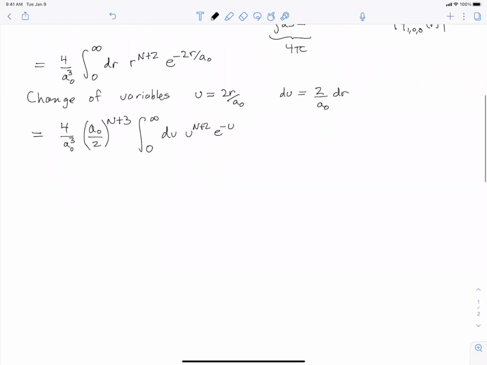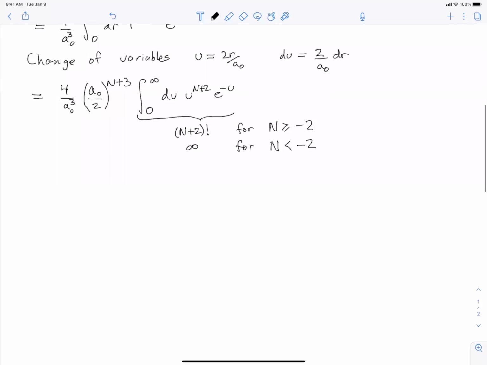And that one is something you can just look up. That's n plus 2 factorial for n greater than or equal to minus 2. And it's infinity for n less than minus 2. It just blows up. That integral just blows up if n is too negative.